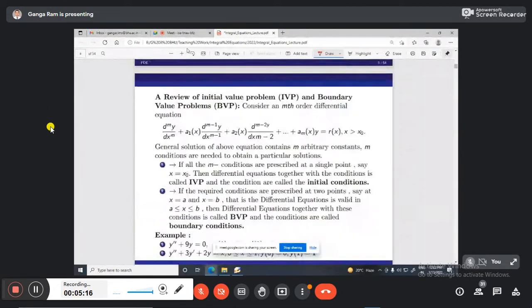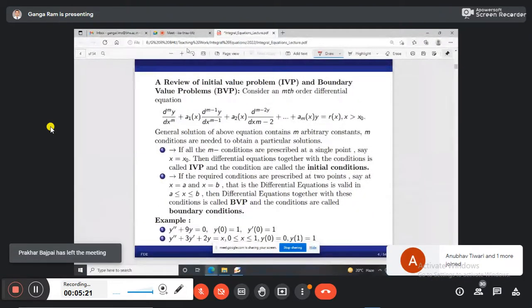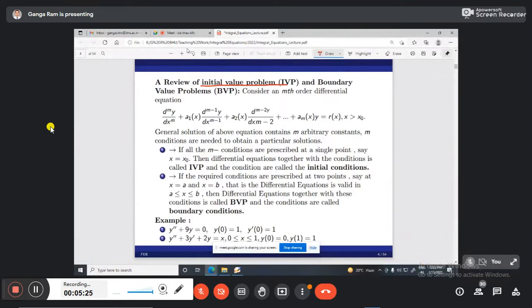Okay, now the first topic is a review of initial value problems, also called IVP, initial value problem, and boundary value problem, BVP. Okay, what are these problems? What is an initial value problem and what is a boundary value problem? Suppose we have a differential equation of order n.